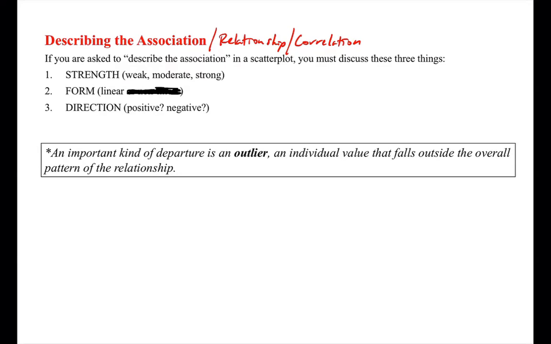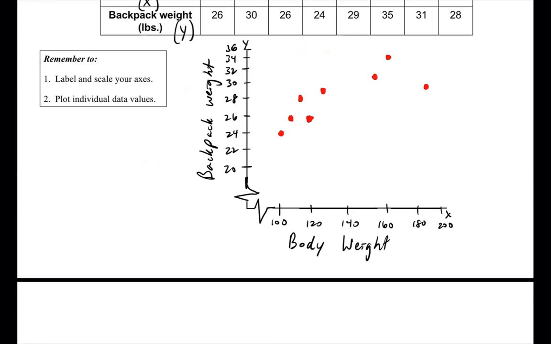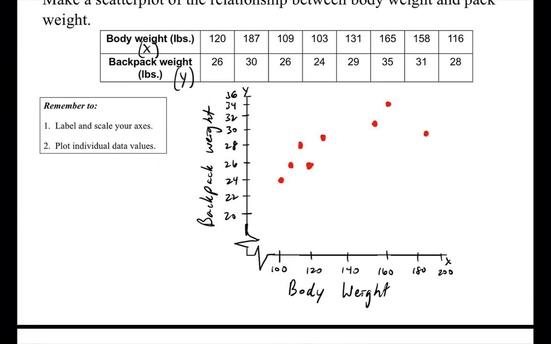Okay, so now let's go back and look at the one we just did. What would be the direction here? The dots are kind of going up, right? As I move this way, they're kind of climbing. So positive, linear, and then is it strong, weak, or moderate?